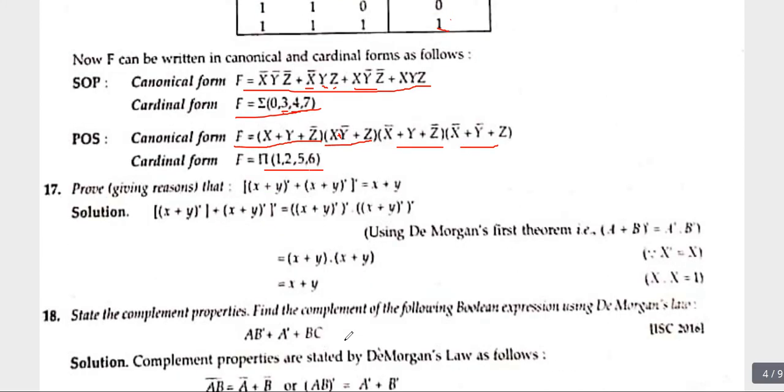Now the next problem is to prove, giving reason, that x means complement is equal to x prime. You have to prove this relation, which means you have to prove the left hand side is equal to the right hand side. So find out the complement of this expression. It is very easy to find out the complement. For finding out the complement, definitely you have to use De Morgan's law.